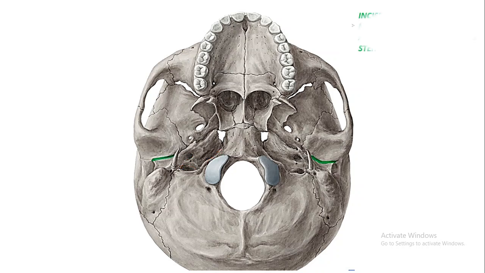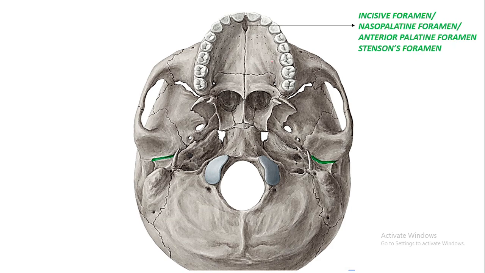First is the incisive foramen. So in the anterior one third of norma basalis, the most anterior foramen which is present is called as incisive foramen. It is also called as nasopalatine foramen or anterior palatine foramen or Stenson's foramen. So this foramen is present in the anterior most part of the hard palate in the midline, behind the two maxillary central incisor teeth. There is presence of a foramen behind that, which is called as incisive foramen.